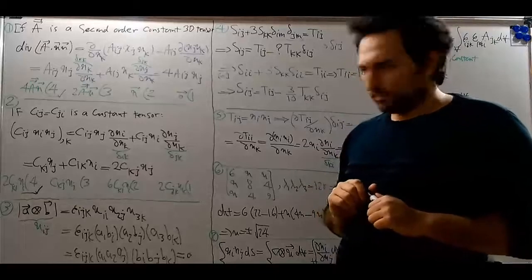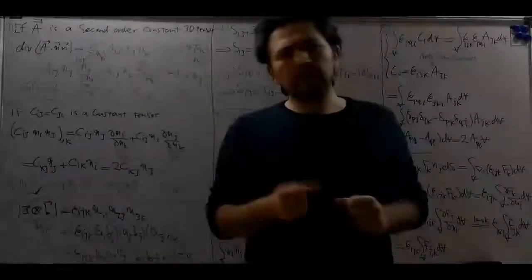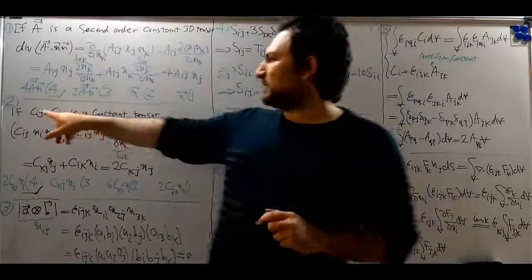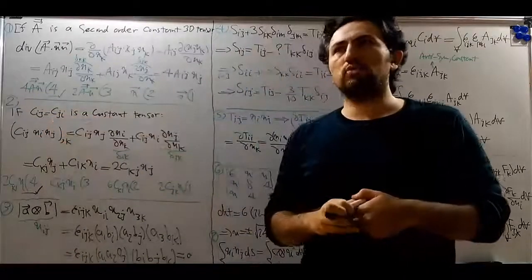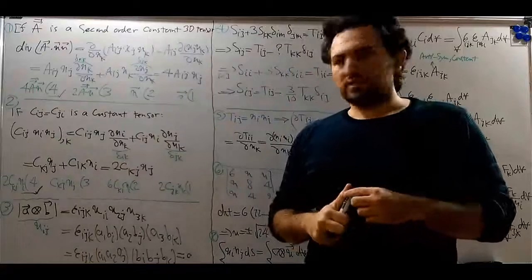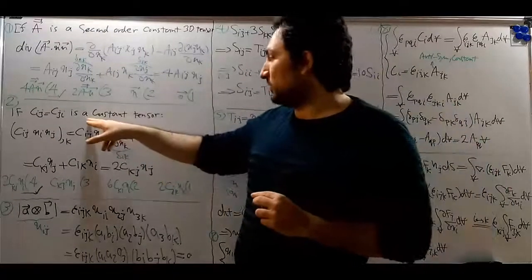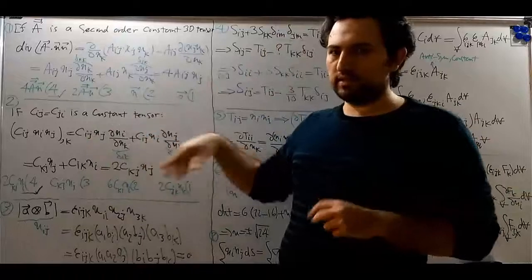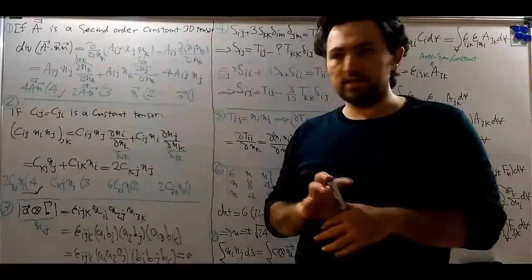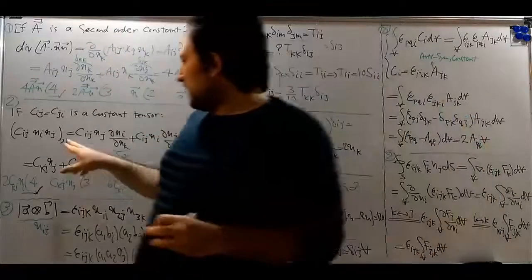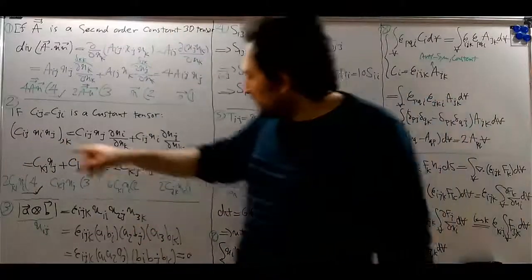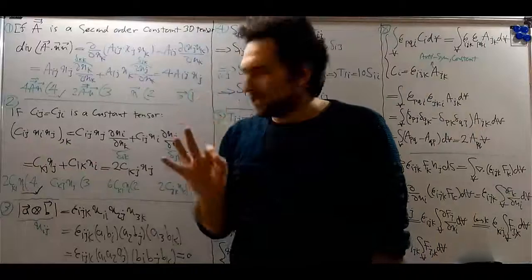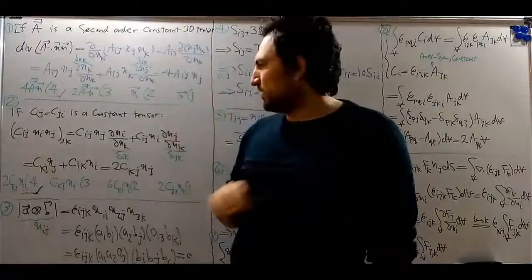The second question: if C sub ij equals C sub ji, it means that C is a second-order symmetric tensor, and also is a constant tensor. It means that the components are all constants. Find the result of this expression. As you see, this is directly written in tensor notation.